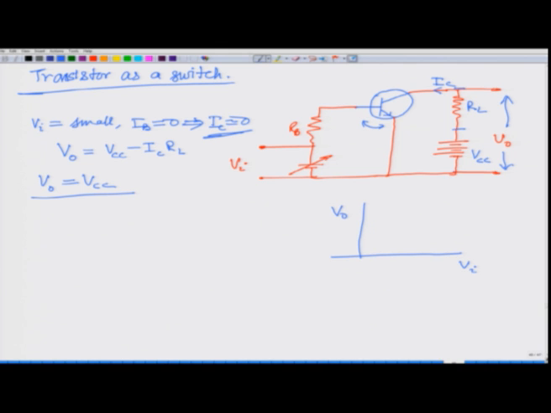Okay. Essentially, you do not have a current on this RL, and therefore, whatever voltage is here is the same as the voltage here. So, this VO is the same as VCC, that is the message. So, if I put it on this diagram, this point is VCC. Then I slightly increase this VI.